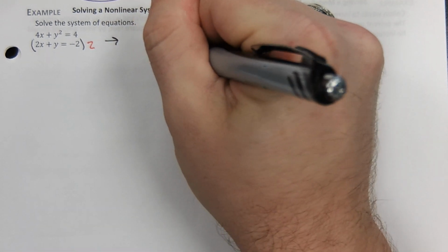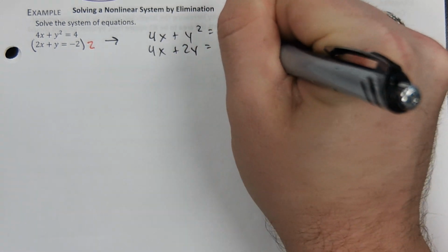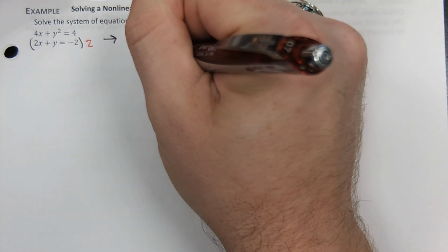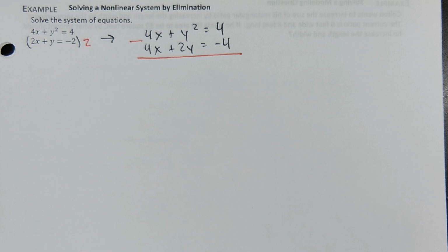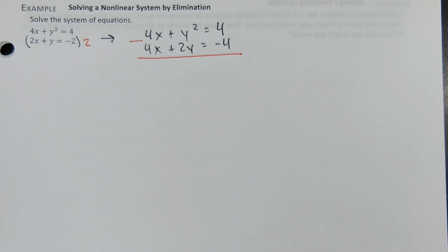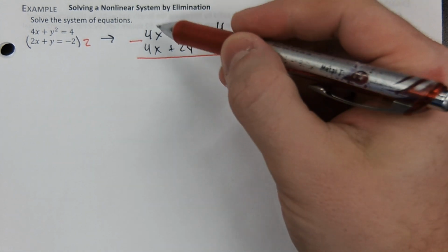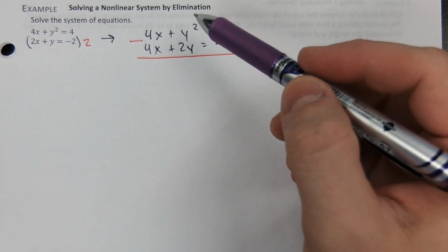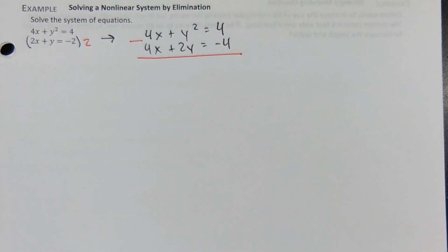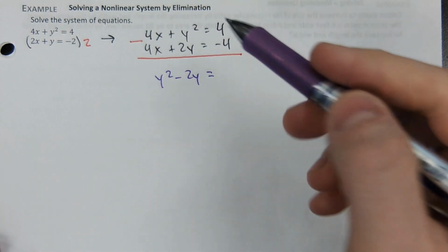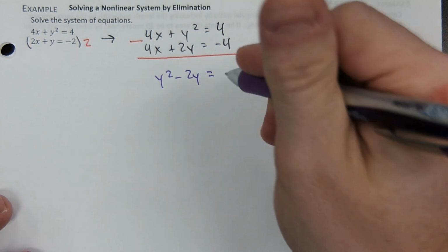Distributing the 2 is going to get me 4x plus 2y equals negative 4. Because I have 4x and 4x, I need to subtract. But if you distributed a negative 2, obviously you would have negative 4x, negative 2y, positive 4. You'd be adding straight down. 4x minus 4x is 0 x's, so I don't need to write it anymore. Y squared minus 2y. Well, those aren't like terms. So all I can do is write y squared minus 2y. And 4 minus negative 4, that's 4 plus 4, or 8.